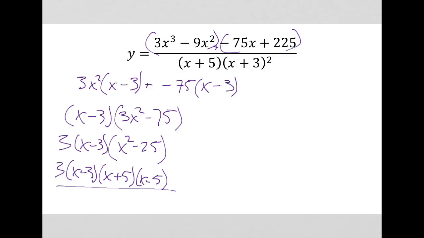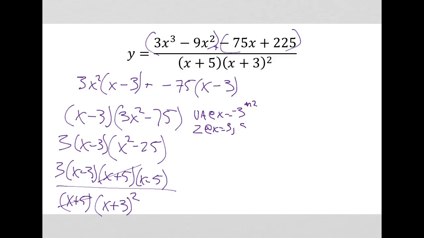So now let's take that and put that whole thing over the denominator. x plus 5, notice those are canceling each other out. And we also have x plus 3 quantity squared. So let's think about what we have. Well, in the denominator, I have a VA at x equals negative 3. And note it is multiplicity 2, so it's going to have the tails stay together. We also have zeros at x equals positive 3 and positive 5.